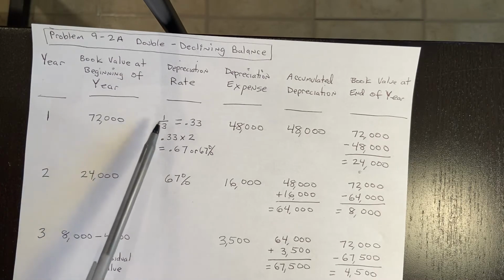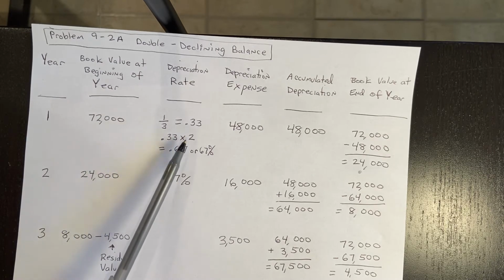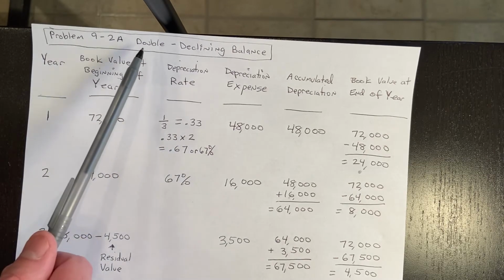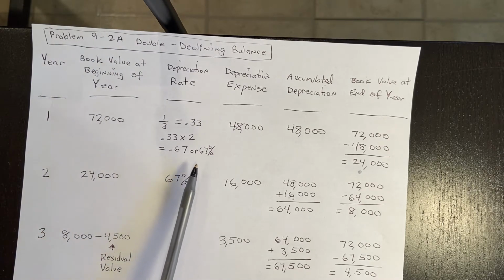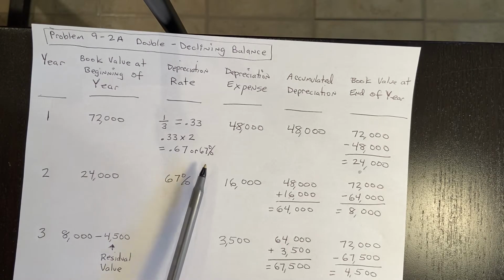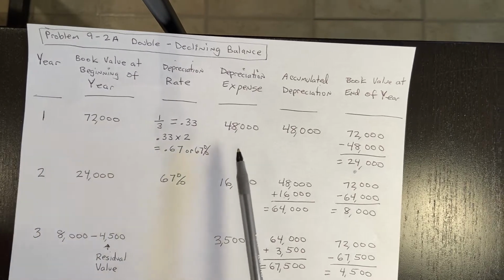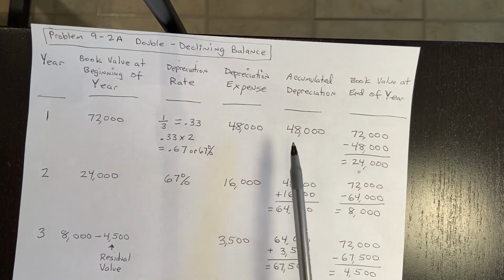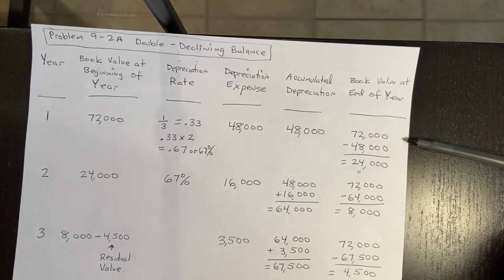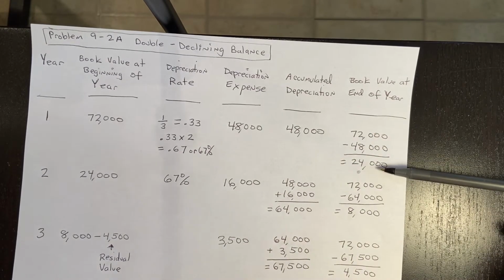The rate is going to be the straight line rate, which is 1 divided by 3, or 0.33, but then you double it. Where this 2 is coming from is because it's double declining balance, which gives you 0.67 or 67%. If you take 67% times 72,000, that's where the 48,000 came from. Again, in the first year, these are always the same. The last column, you take the cost, back out whatever the accumulated depreciation is, and then you get 24,000, which is the end of the year book value.